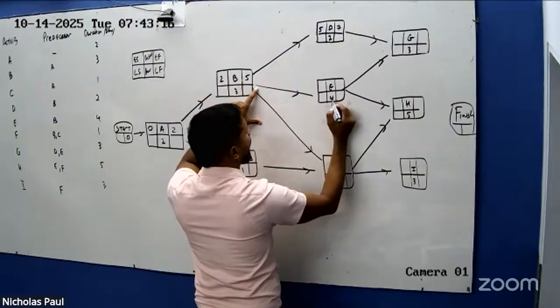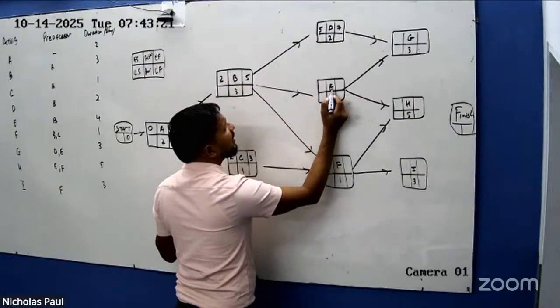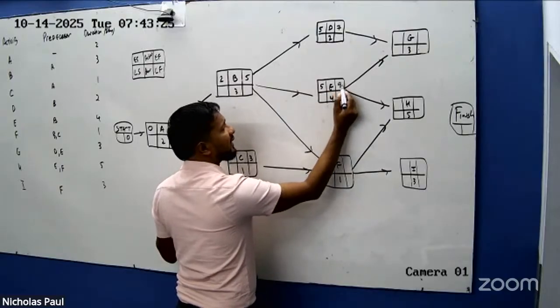E is only dependent on B. So the earliest that E could start is 5 days. 5 plus 4 is 9. That's the earliest it could finish.